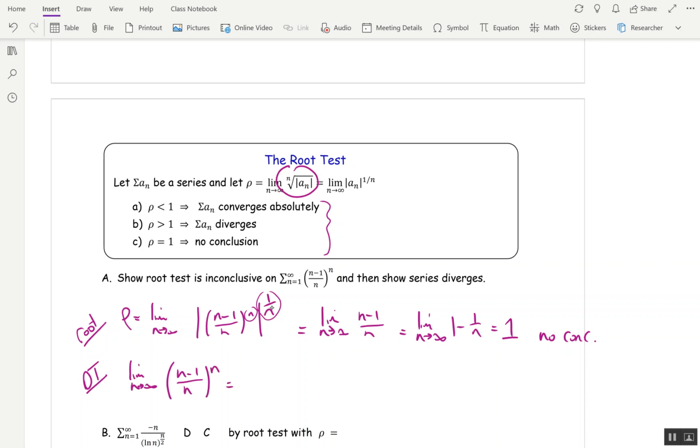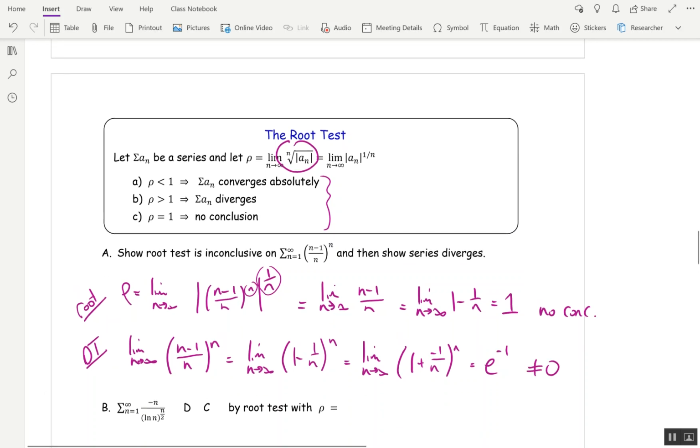And to see that, separate out what's in the parentheses as 1 minus 1 over n, to the n. This is theorem 5. This is the limit as n goes to infinity of 1 plus negative 1 over n, to the n, which is e to the negative 1. That's one of those limits in theorem 5, section 10.1, that you're allowed to use for free. The point is that e to the negative 1 is not 0. So the series diverges by the DT.